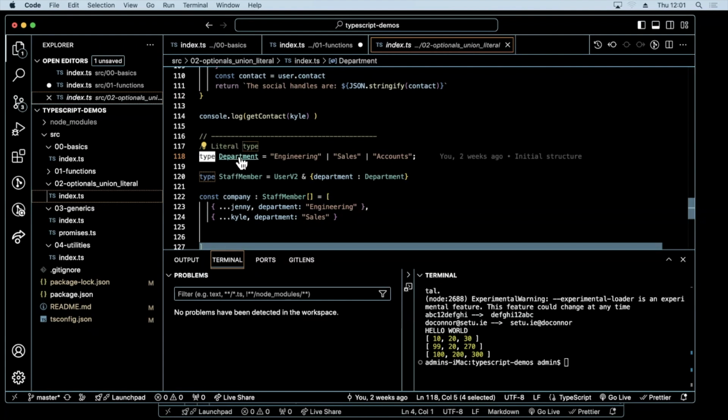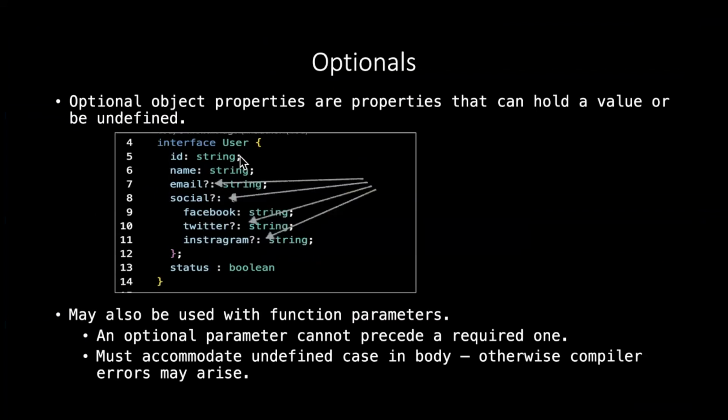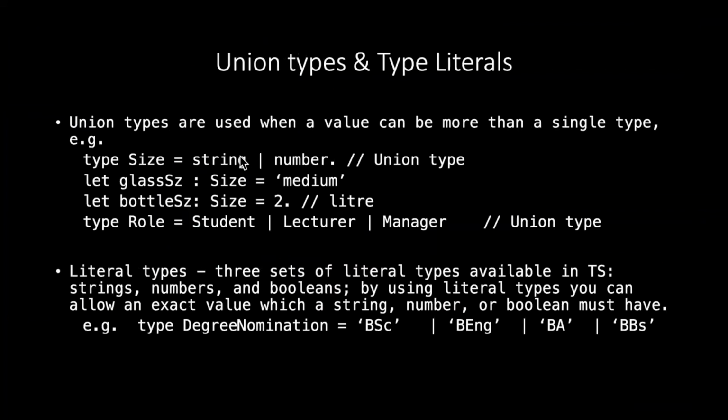Sorry, if I go back to my slides. My slides are talking about union types and type literals. We've actually seen them already, but I'm including them formally here. Union types are used when a value can be more than one single type. Maybe the example on the slide is just as good as the one in the code. So I've defined a type here called size, and I'm saying it could be a string or number.